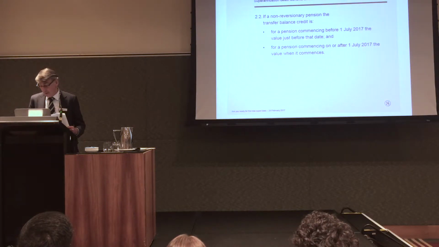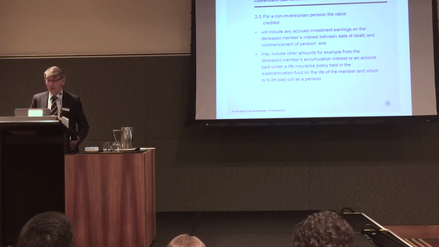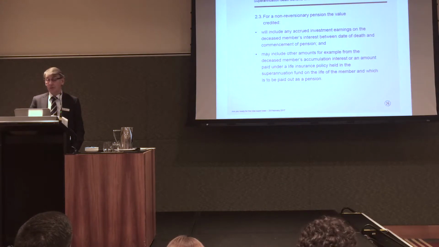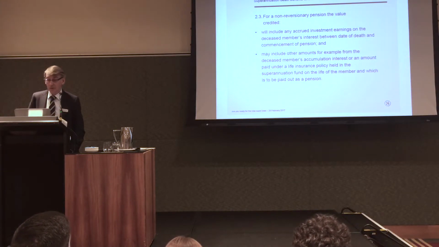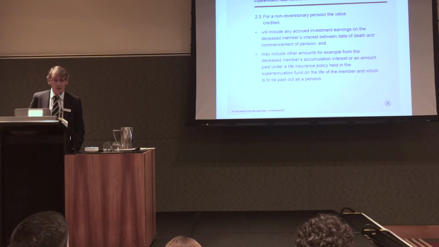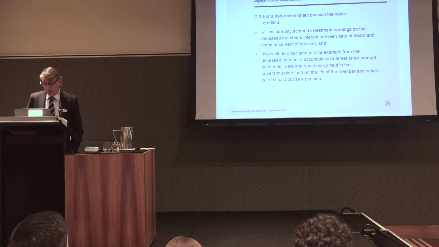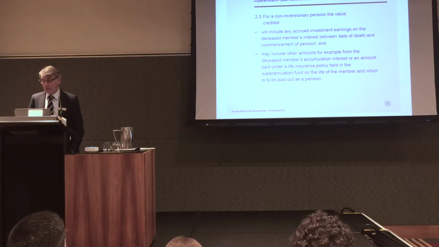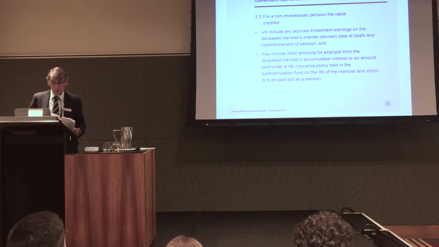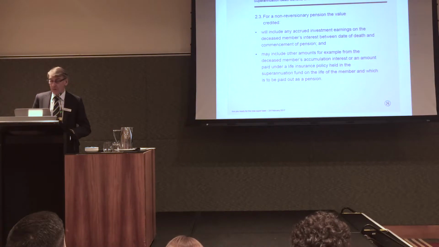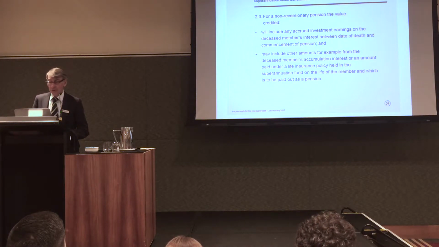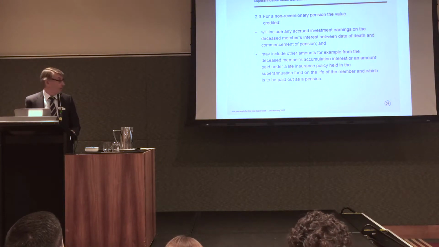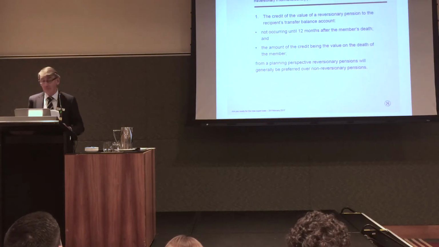So that is the significant difference between the two, because for a non-reversionary pension, the value credited will include any accrued investment earnings on the deceased member's interest between the date of death and the commencement of the pension, which would not be the case in the case of a reversionary, and may include other amounts, for example, from the deceased member's accumulation interest, or an amount paid under a life insurance policy held in the superannuation fund on the life of the member and which is to be paid out as a pension.